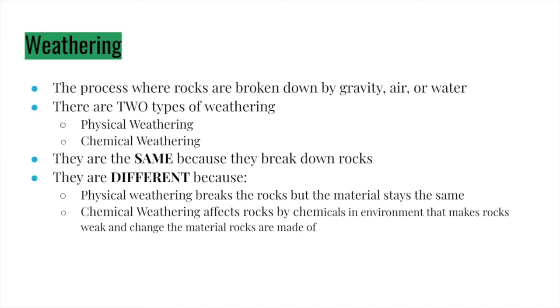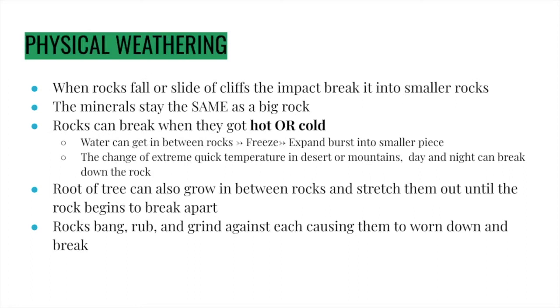They are the same because they both break down the rocks. However, they are different because physical weathering breaks down the rocks, but the material that it is made of stays the same. Chemical weathering affects the rocks by different chemicals in the environment that can make the rocks weak and begins to change the material that rocks are made up of.